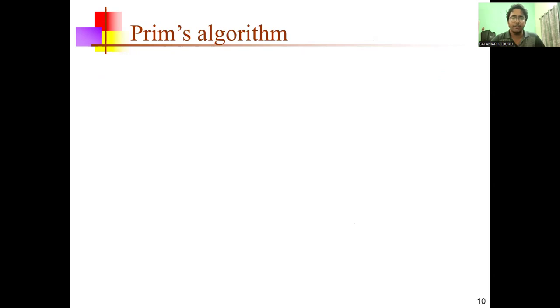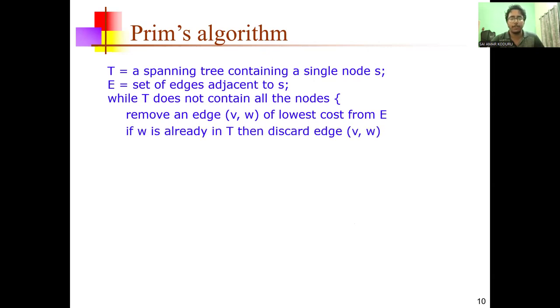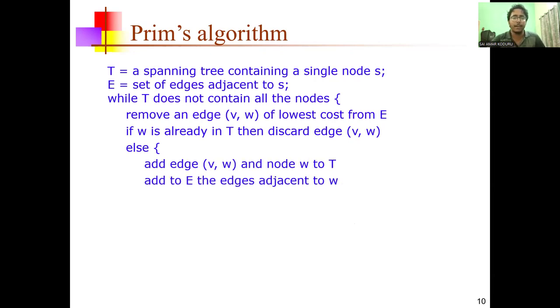Okay, let's delve into the depths of Prim's algorithm. T equals a spanning tree containing a single node S. Now E is a set of edges adjacent to S. While T does not contain all the nodes, we remove an edge, suppose (V, W), of lowest cost from E. If W is already in T, then discard edge (V, W). Else, we add edge (V, W) and node W to T, and add to E the edges adjacent to W.